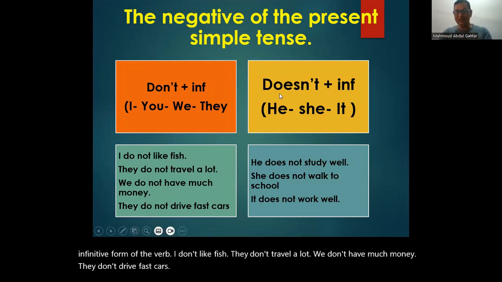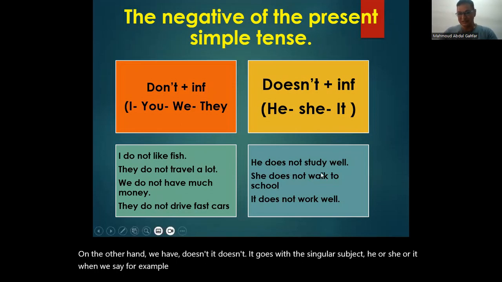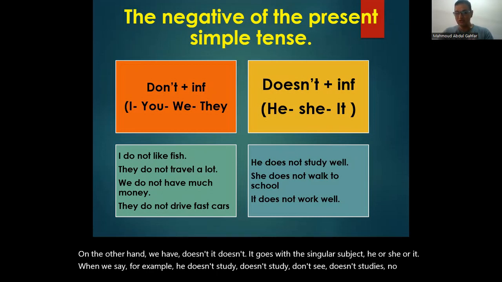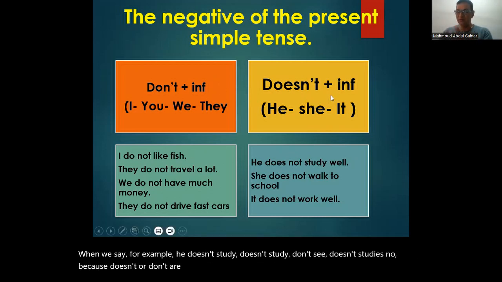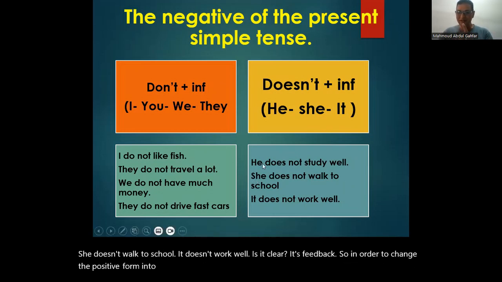On the other hand, we have doesn't. Doesn't goes with the singular subject, he or she or it. When we say, for example, he doesn't study well, don't say doesn't studies, because doesn't or don't are followed by the main verb in the infinitive form. She doesn't walk to school. It doesn't work well. Is it clear? Let's have feedback. So in order to change the positive form into negative form in the present simple tense, we use don't plus the infinitive and doesn't plus the infinitive.